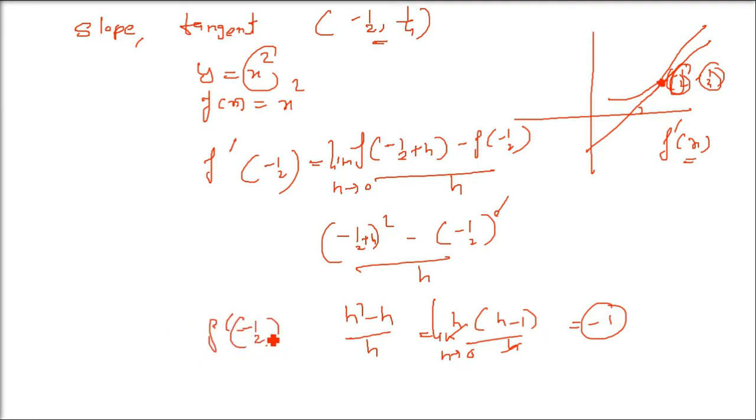So essentially, we have found the derivative f dash of minus half of this function, and that is minus 1. What is this minus 1? Minus 1 is tan theta. When will tan theta be minus 1? At 135 degrees from the positive x-axis. So this is the physical interpretation and geometrical interpretation.